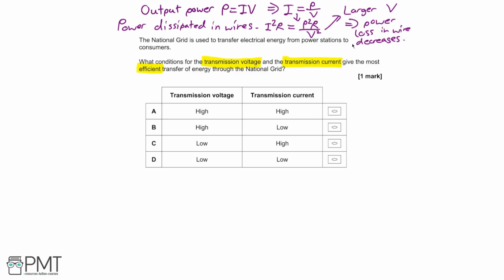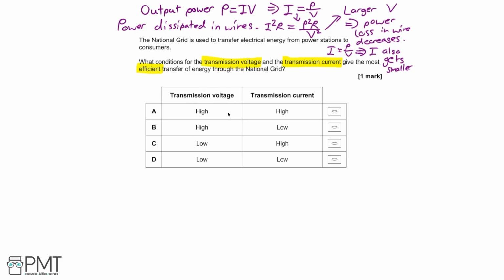Also, because I is equal to P over V, this implies that if V is made larger and P is a constant, then I also gets smaller. Therefore, the most efficient situation is when V is very large and I is small. Therefore, we can now compare it to the various options we've been given.